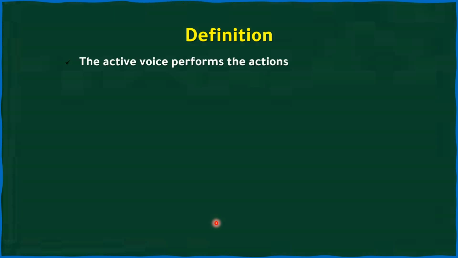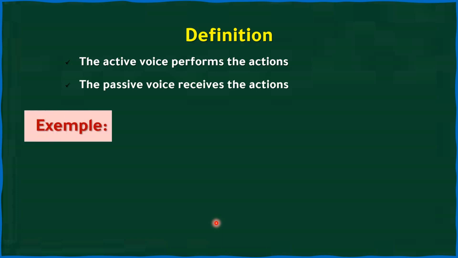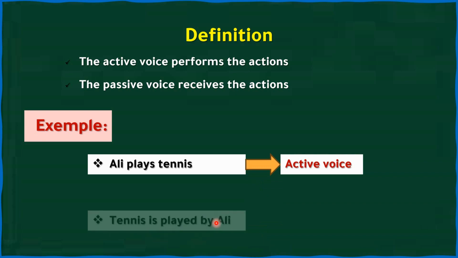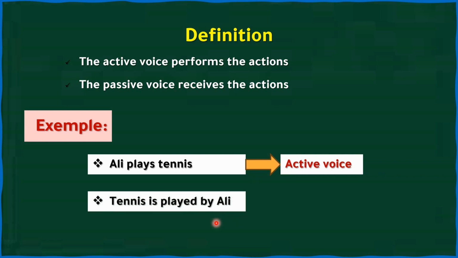The active voice simply performs the action or does the action, whereas the passive voice receives the action. For example, Ali plays tennis. This is the active voice. And in the passive voice, we say tennis is played by Ali. We will explain this example later on.